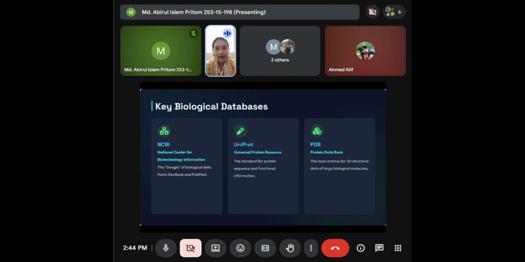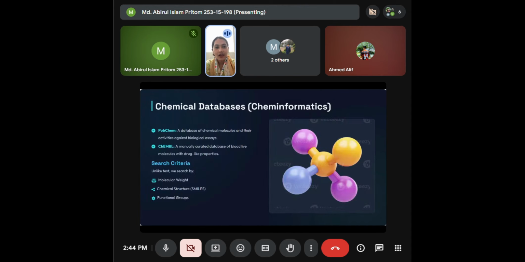Now, let's move to chemical databases, which fall under the field called cheminformatics. The first one is PubChem. It's a very large database that contains information about chemical molecules and how they behave in biological tests or assays. It helps researchers understand chemical properties and activities. The second one is ChEMBL, which is a manually curated database of bioactive molecules with drug-like properties. It's mainly used in drug discovery to find potential compounds for medicines.